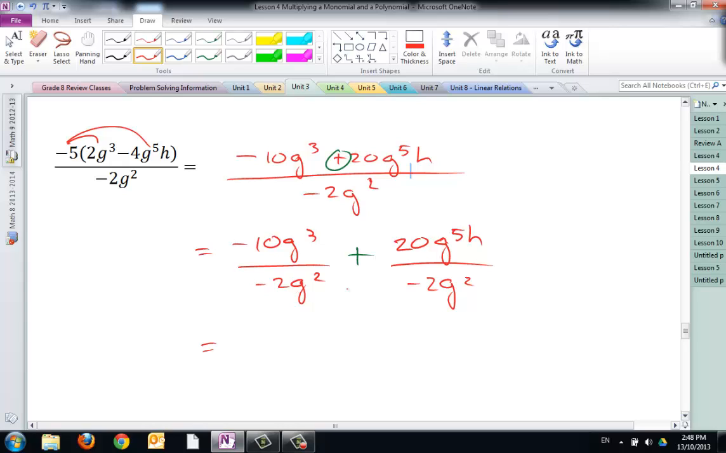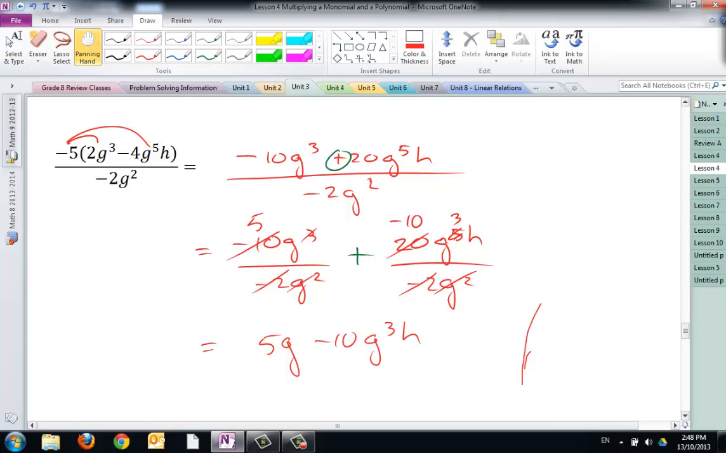A negative divided by a negative gives me a positive. So that's going to be a positive 5. G squareds cancel out, leaves me with 5g. A positive divided by a negative leaves me with a negative 10. G squared goes into g to the fifth. That leaves me with g to the third h. I really don't need this positive sign out here. That was there just to remind me. So I get 5g minus 10g cubed h.